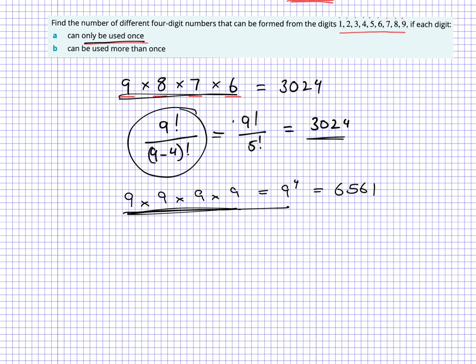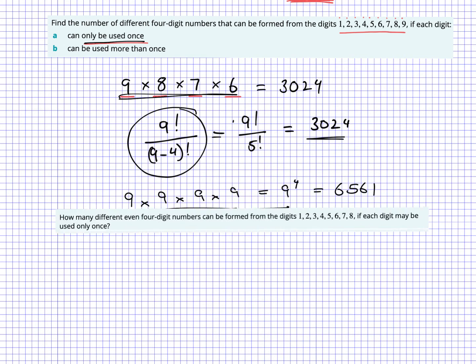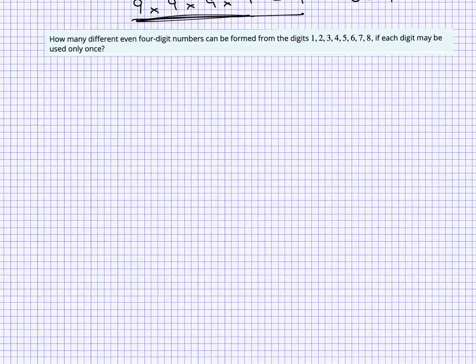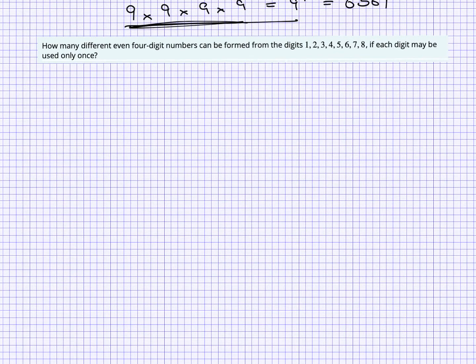So the last one we'll look at is this one here, which has a little bit more complexity in it. How many different even 4-digit numbers can be formed from 1 through 8 if each digit may only be used once? So we have 4 slots. All right, but this one has a requirement of being even. So the end digit has to be a 2, a 4, a 6, or an 8. So I've only got 4 numbers that can fit there. So this is called a restriction, and it restricts the choices available for the other 3.